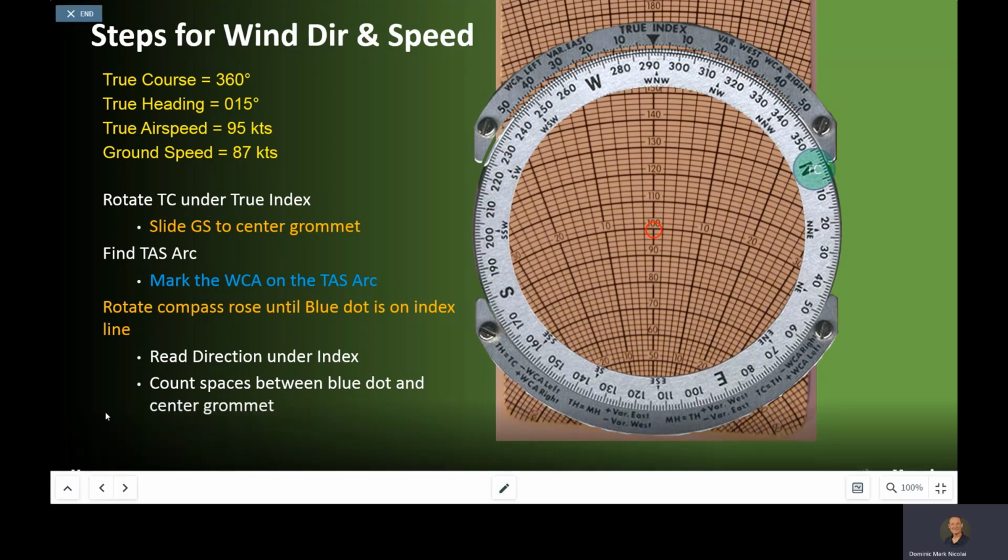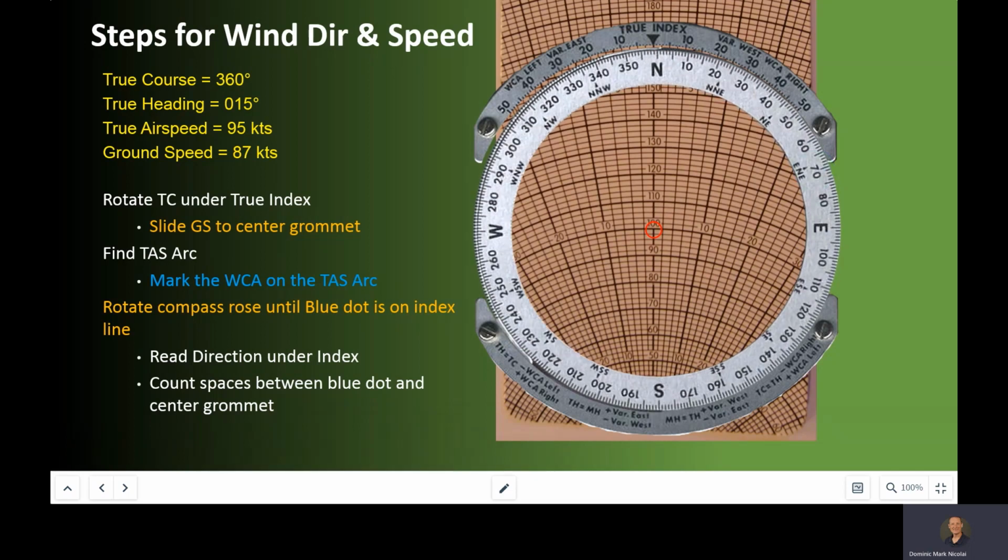So our first step is going to be rotate true course under the true index. True course is 360 degrees. So we find 360 on the outer compass rose, and then we're going to slide that under the true index here at the very top. There it goes, rotating now.